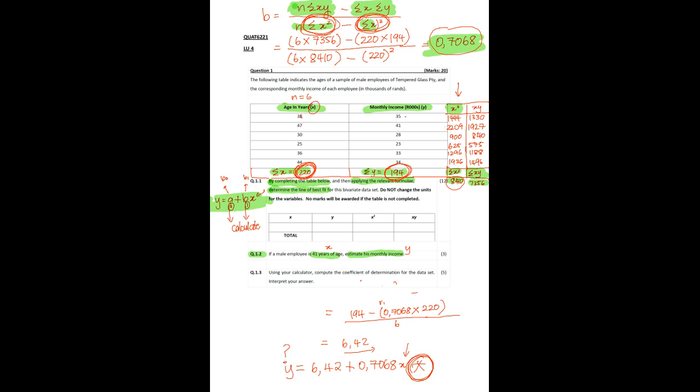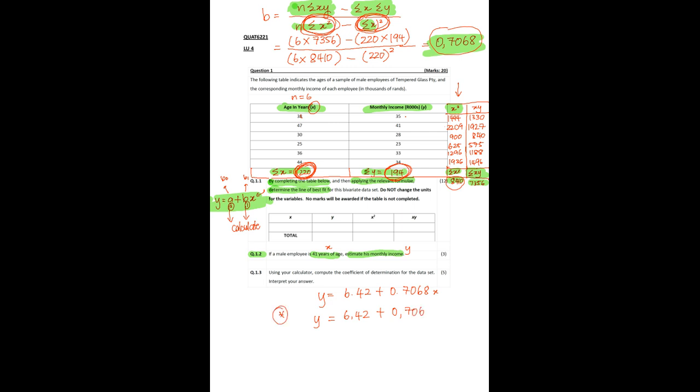So y is equal to, remember, 6.42 plus 0.7068, and then you have x. Now, all you're going to do in that formula is substitute. You don't need to write it out again. I just wrote it out again because I erased it from the bottom. So you need to start from here, basically. 0.7068, and in place of the x now, you're just putting in the 41. So this then would give you an answer of 35.40. So y is basically, remember, the monthly income.